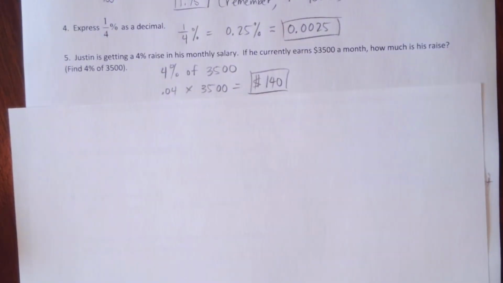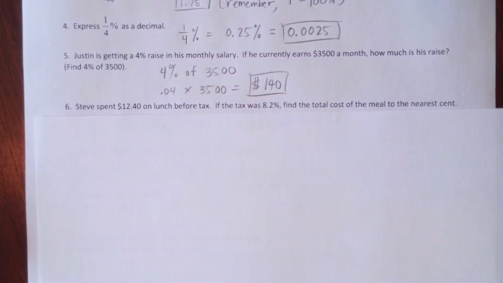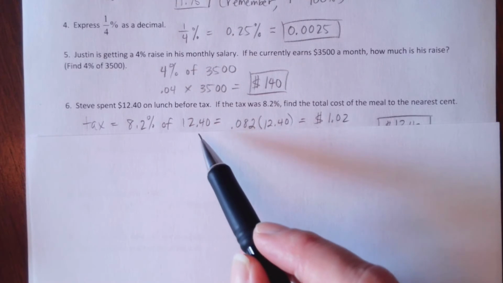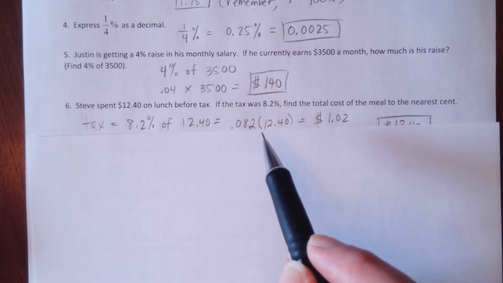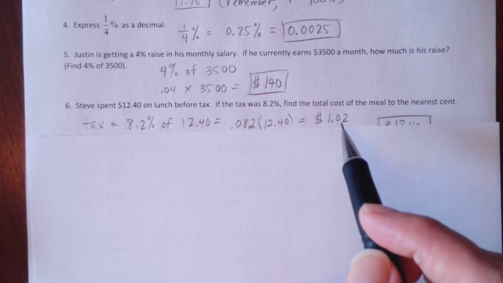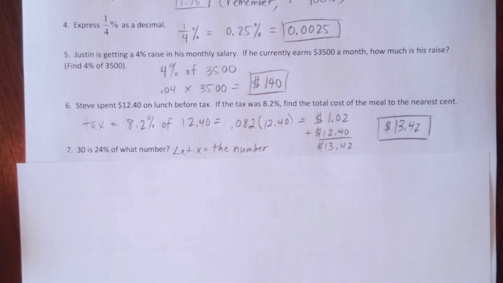All right, let's move on. In this problem, it says Steve spent $12.40 on his lunch before tax. If the tax was 8.2%, find the cost of the meal. Notice it's not just asking for the tax, it's asking for the cost, and that's to the nearest cent. First of all, to figure the tax, we're going to find 8.2% of $12.40. So again, we're going to multiply here, and when we do that, we get 1.02. Now, the total cost of the meal includes the tax. Don't forget, we also have to pay the $12.40. So when you add those two together, you get $13.42.